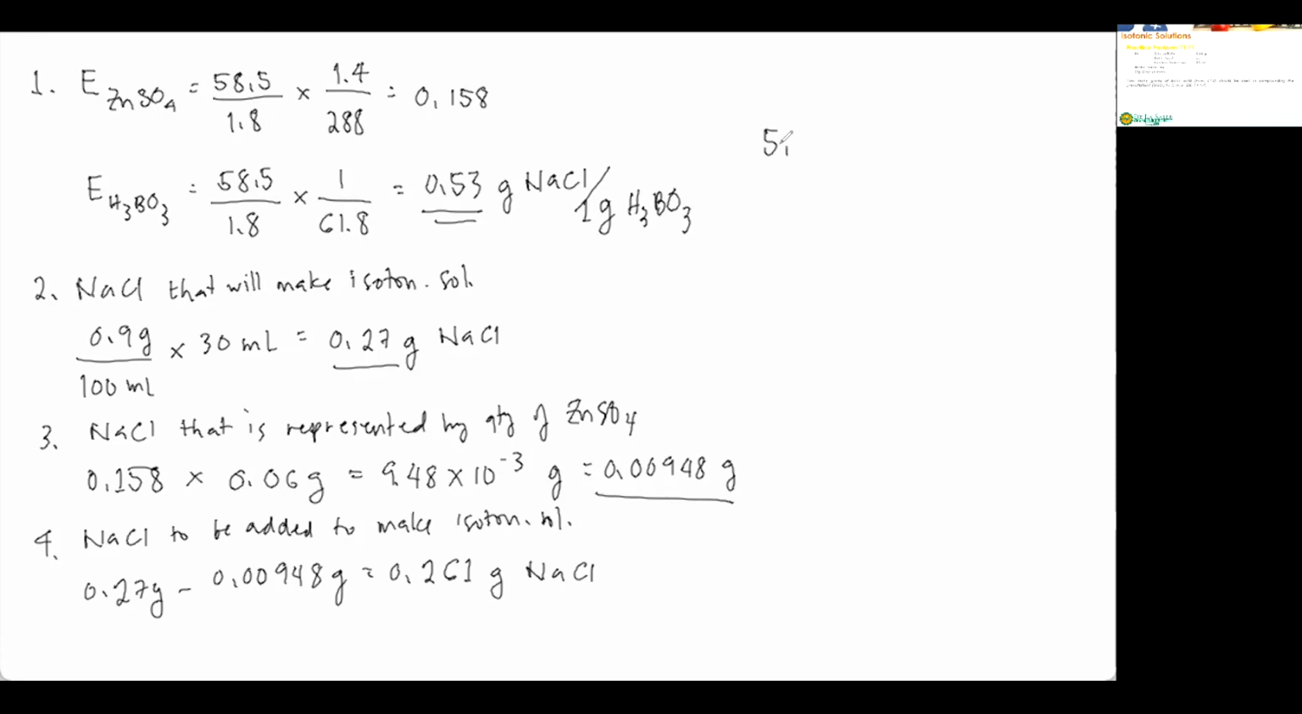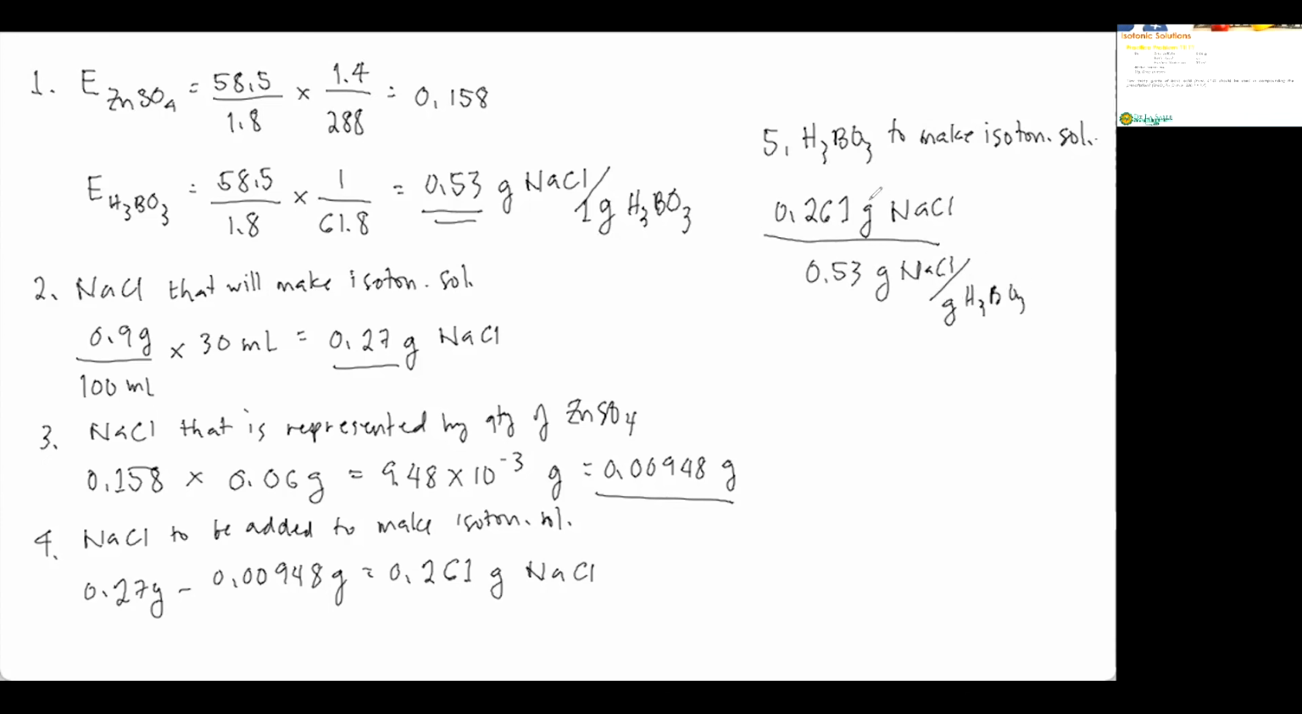So in order to determine number 5, the amount of boric acid to make the solution isotonic, we simply divide 0.261 gram of sodium chloride by the E value of boric acid, which is 0.53. And again, that's gram sodium chloride per gram of boric acid. So we cancel gram of sodium chloride and we get the gram of boric acid. And that will be equal to 0.49 gram of boric acid. So that's it. That's how we solve for the amount of boric acid necessary to make the solution isotonic.